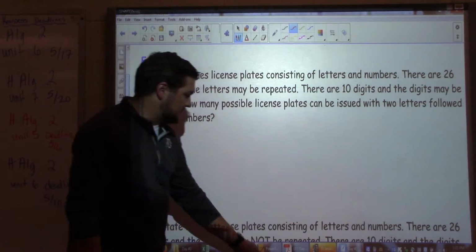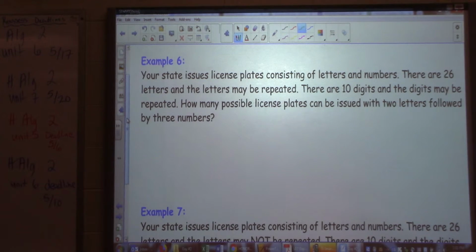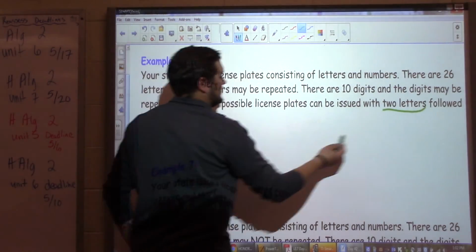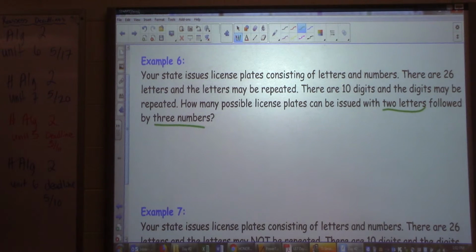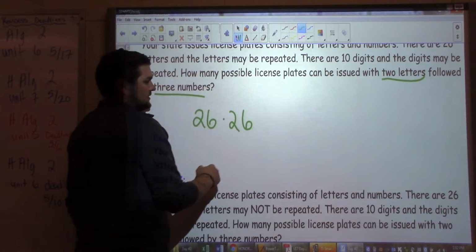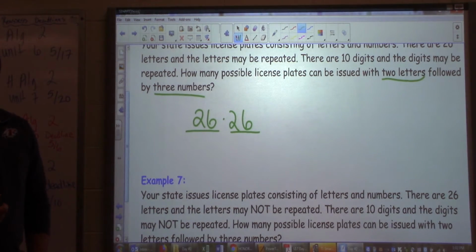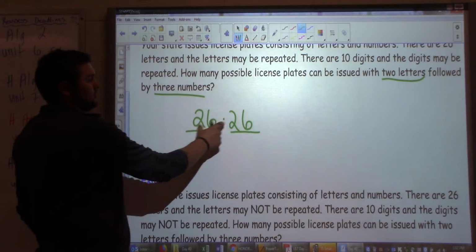Our state issues license plates consisting of letters and numbers. There are 26 letters. Letters may be repeated. There are 10 digits, and digits may be repeated. How many license plates can be issued with 2 letters followed by 3 numbers? Someone walk me through it. What do I got to do? 26 times 26. Okay, why are you doing 26 times 26? So there's 26 letters and they can be repeated. I said letters. Did I say numbers? Yeah. Okay, 26 letters and they can be repeated. And remember, there's only 2 letters that are being used.